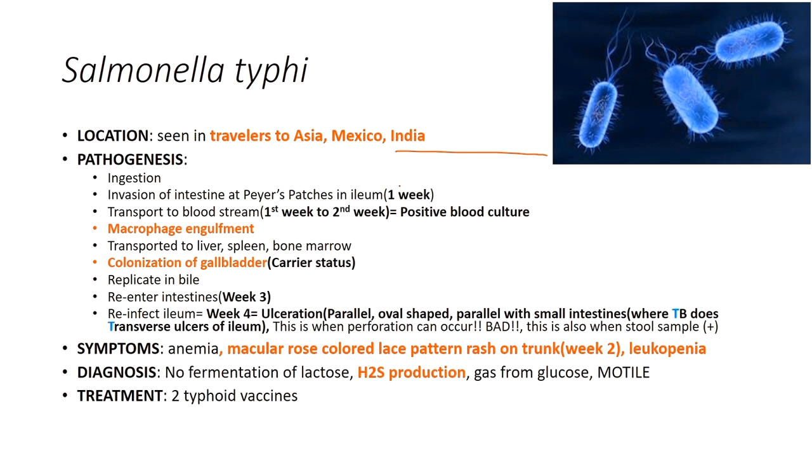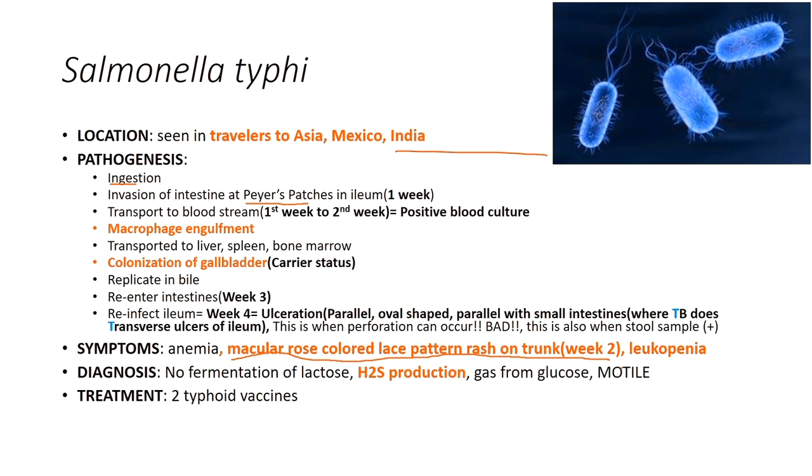So you ingest it, and the first week, it makes its way to the Peyer's patches, like we talked about Salmonella do, and it invades through your ileum and makes its way into the bloodstream after that first week. So from week one, so day 7 to day 14 or around, this guy has made it out of the intestines into the blood. So if we were to collect some of this patient's blood, they're not feeling well, we can have a positive blood culture on this. This is at the same time it's floating around in the blood, making its way, I don't know, maybe around the skin. And so when it's around the skin, it can cause a rose-colored lace pattern rash on the trunk. It could be like lightly rosy pink or purple colored. So that's something to look up, and that's during like your week 2. Okay? And that's when you have your positive blood culture.